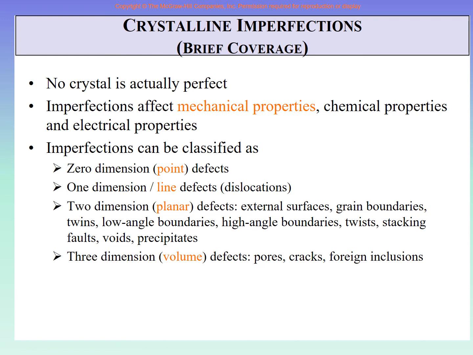So crystalline imperfections. Now, why are we talking of imperfections or defects? Because they are the things that affect the mechanical properties or the chemical properties or the electrical properties. You see, you have made an alloy, copper nickel or lead tin or iron carbon, and these alloys or materials are crystalline in nature. So if there are certain defects, then those defects will affect the mechanical properties.